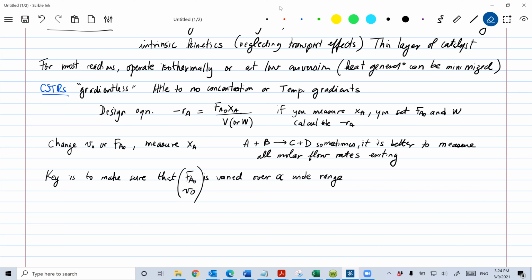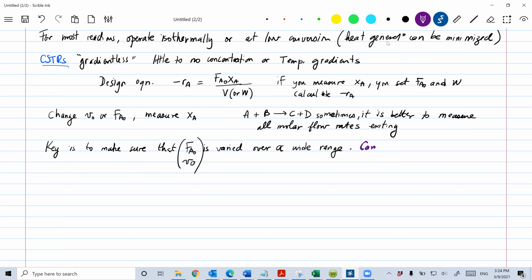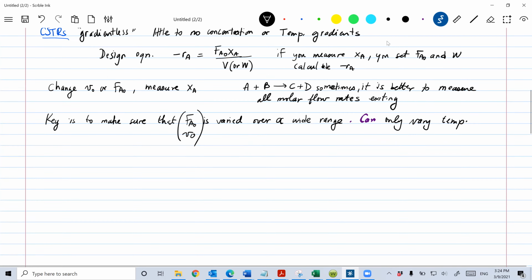You can also vary temperatures. If you do so, you can generate a set of data like this.